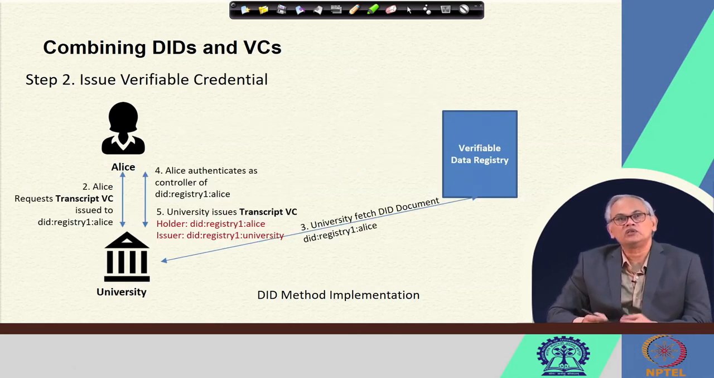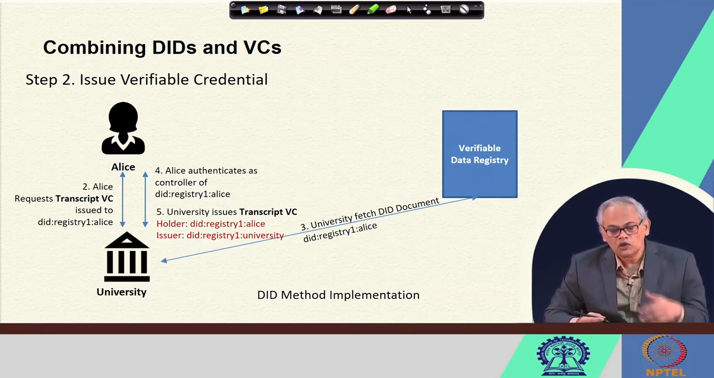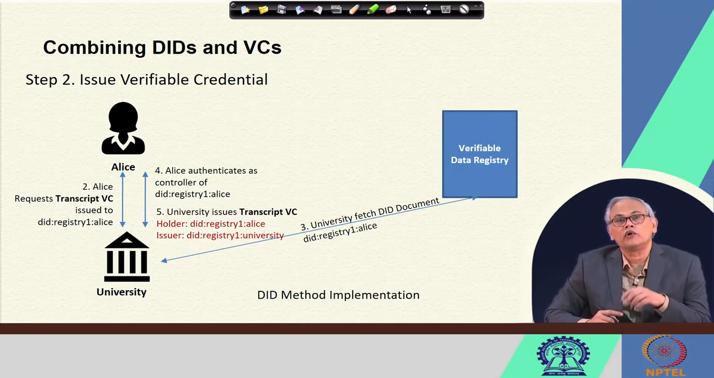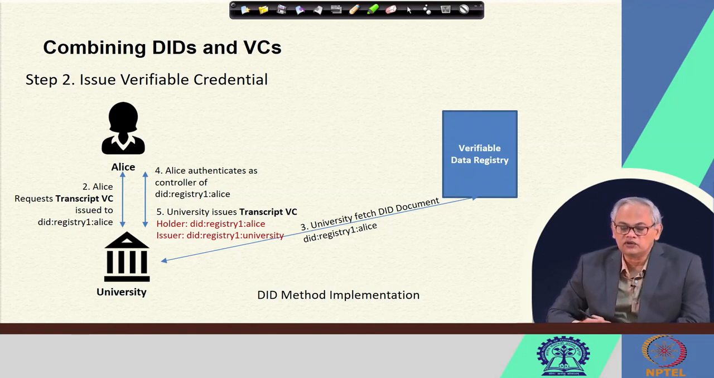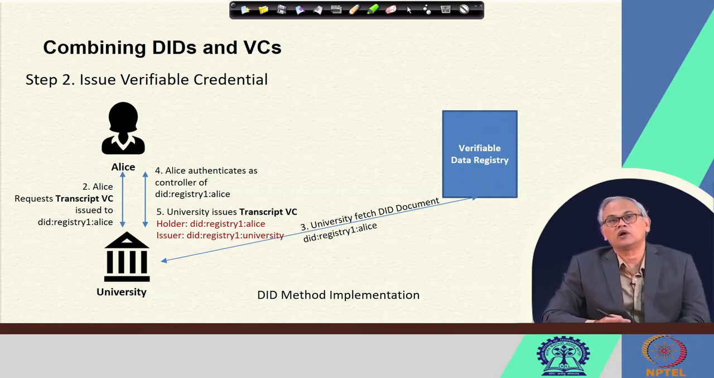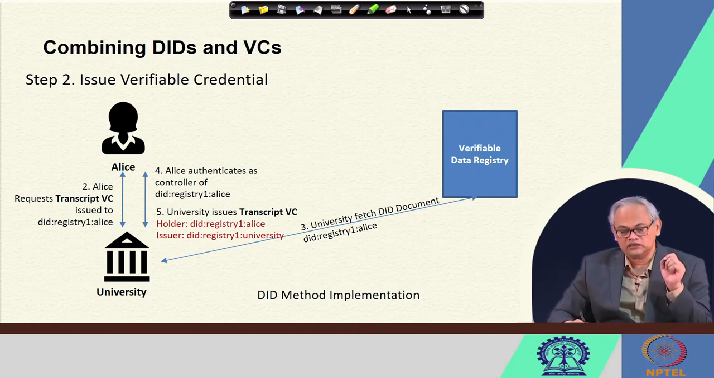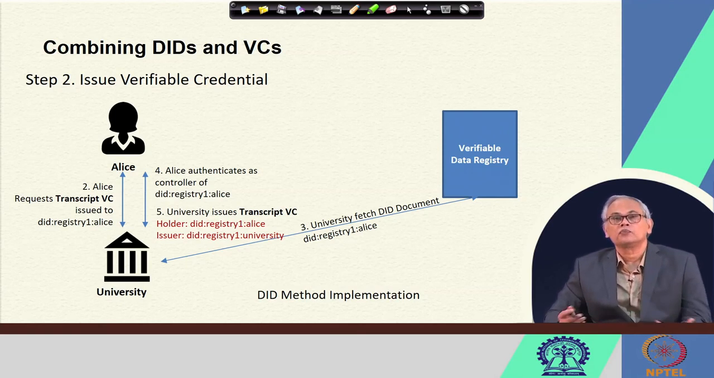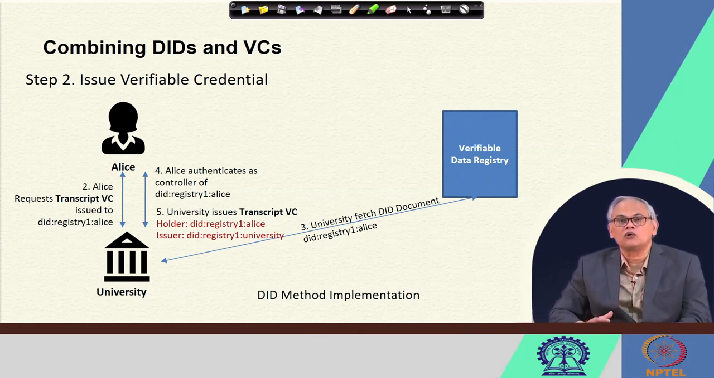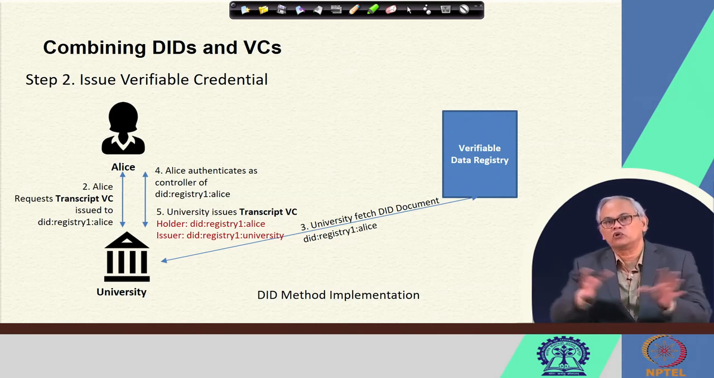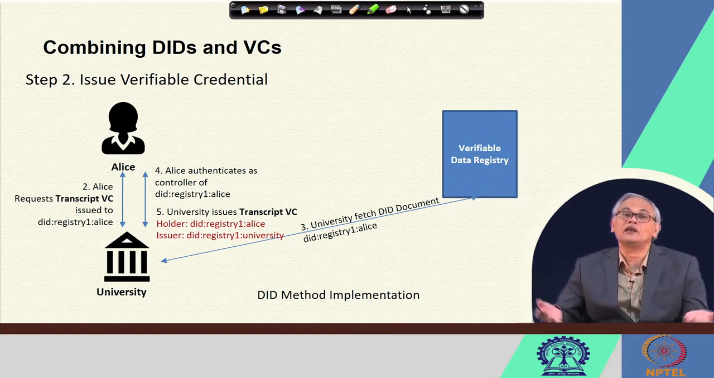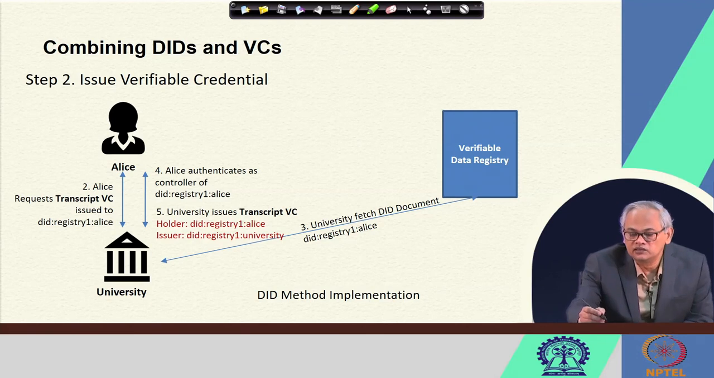So, they have their own DIDs stored in the verifiable data registry. Then step 2 is issuing the verifiable credentials. When the university is going to issue the credentials, Alice first has to request a transcript VC to be issued to her DID, registry1.alice. The university would fetch the DID document with the details about did:registry1:alice, and then issue this transcript VC to Alice, which will say that the holder is did:registry1:alice and the issuer is did:registry1:university. What is important is that, after Alice makes the request, these steps allow both parties to verify that they are issuing to the correct party and that it is being issued by the correct party. Now, Alice would be getting this particular VC.